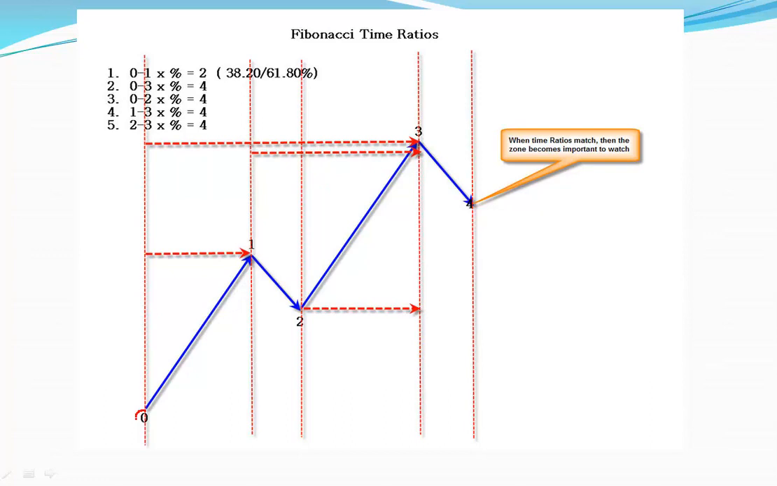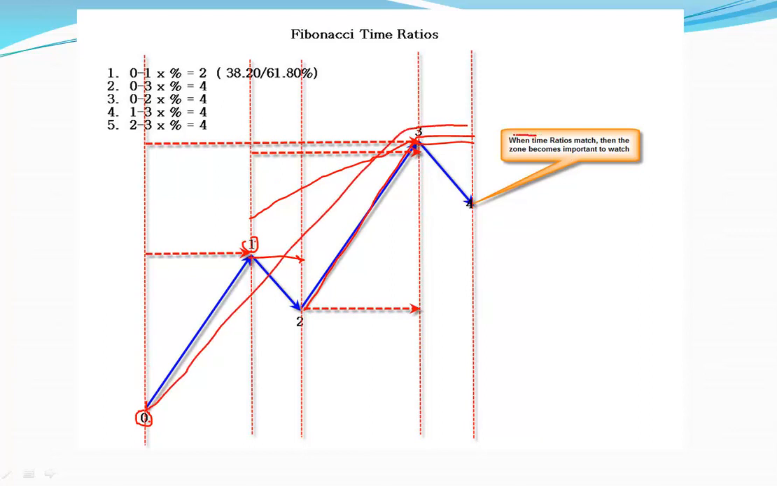So when the market goes from 0 to 1, a certain amount of time was spent, and then we look at a percentage just like we look at Fibonacci going forward. The same thing, we look at from 0 to 3. We look at 1 to 3. How long did it take to go from 1 here and a percentage going forward? How long did it take to go from 2 to 3 and a percentage going forward? And how long did it take from 0 to 3 and a percentage going forward?